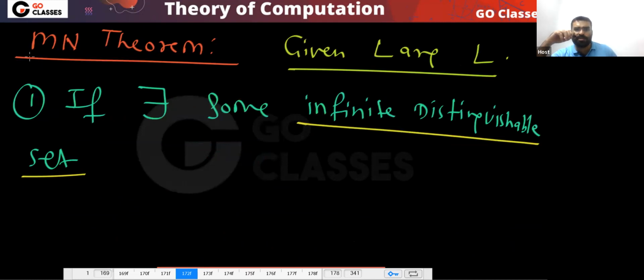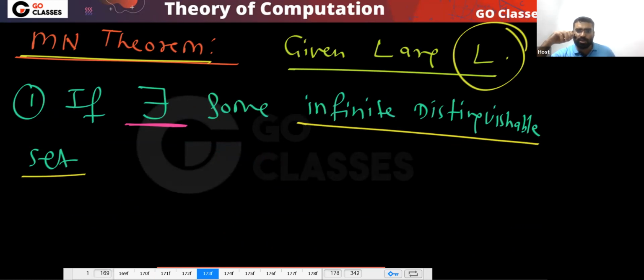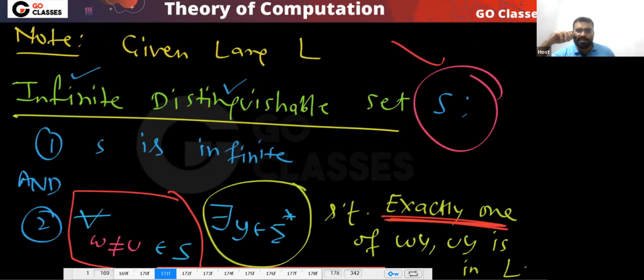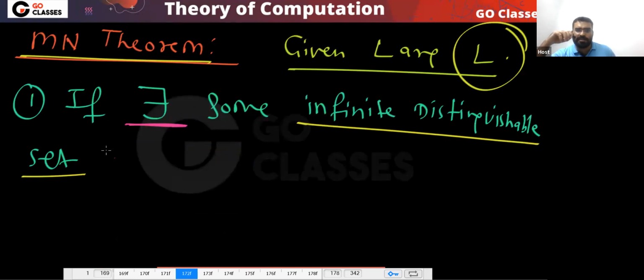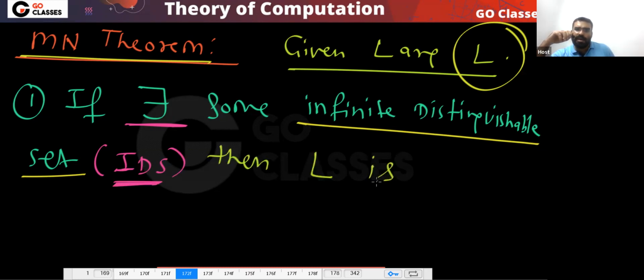Now, what does the Myhill Nerode theorem say? It says that if you have some language, and for this language there exists an infinite distinguishable set, IDS in short, then what can you say about L? If there exists some infinite distinguishable set, then L is non-regular.